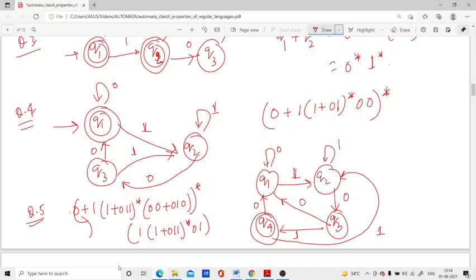So now hold your seat because we will start the closure properties of regular language. That is the properties of regular language, and that is one of the important things in respect of any competitive exam.